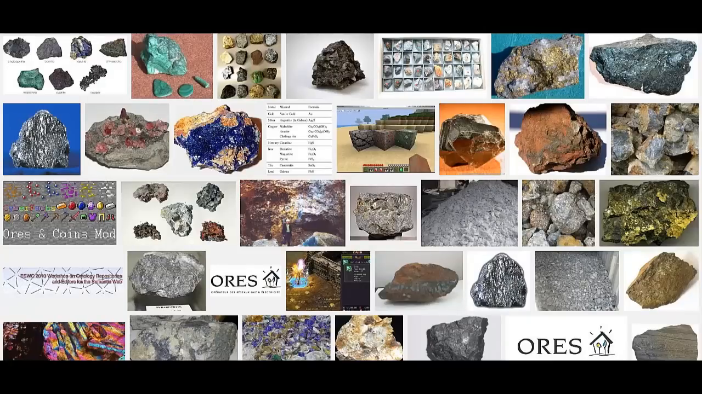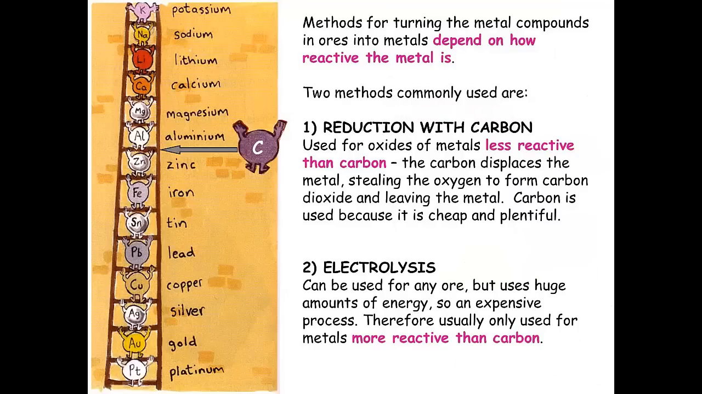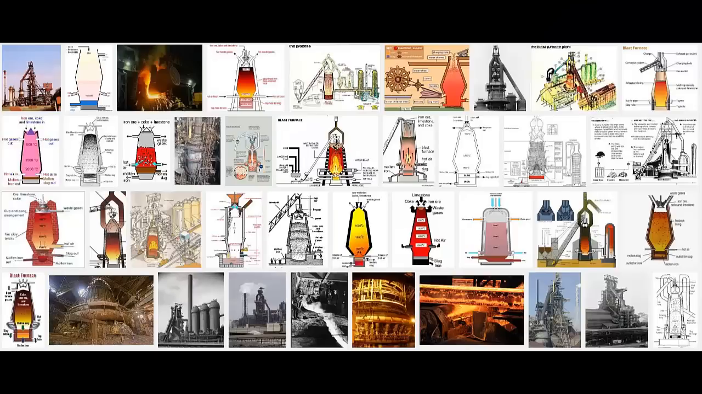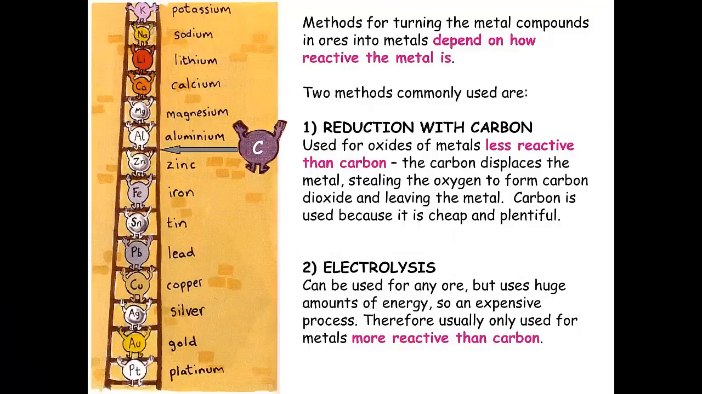Once we have our ore, we now need to work out how we are going to extract the metal from this rock. There are two methods. One of them is reduction with carbon, and the second is electrolysis. For reduction with carbon to work, the metal that you're extracting has to be below carbon in the reactivity series. This means that the carbon can displace the metal from its compound, for example iron oxide. It can displace the iron from the iron oxide, leaving iron metal behind and making such things as carbon dioxide.